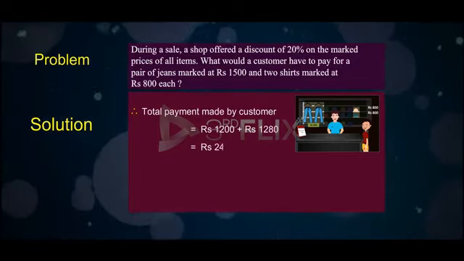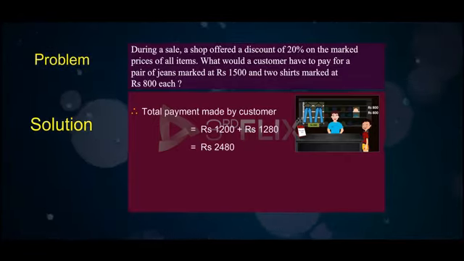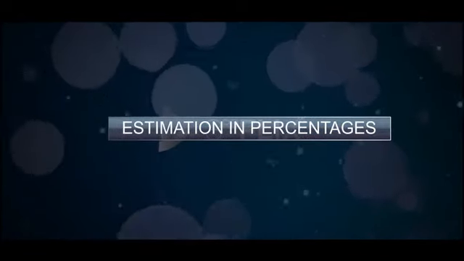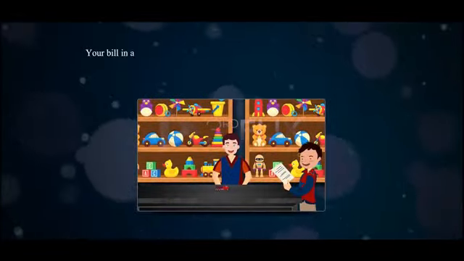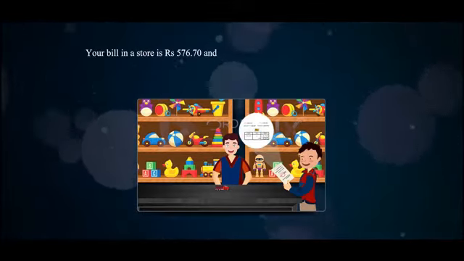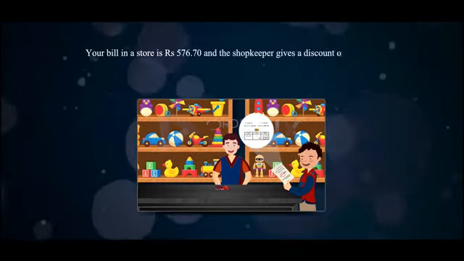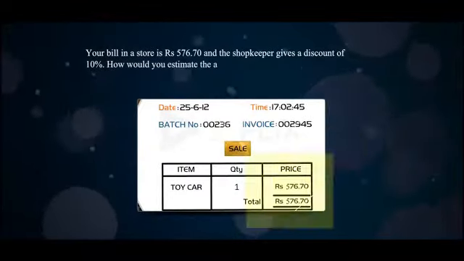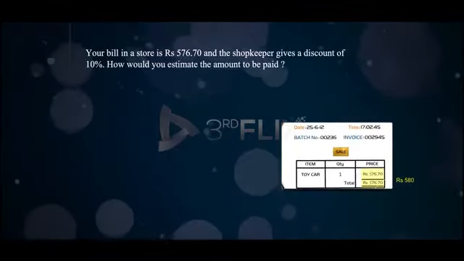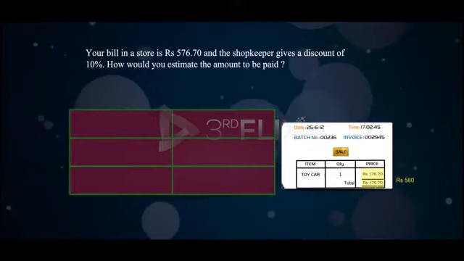rupees 2,480. Estimation in percentages. Your bill in a store is rupees 576.70, and the shopkeeper gives a discount of 10%. How would you estimate the amount to be paid?